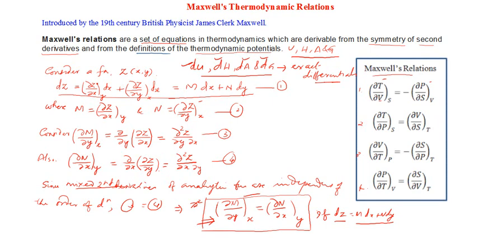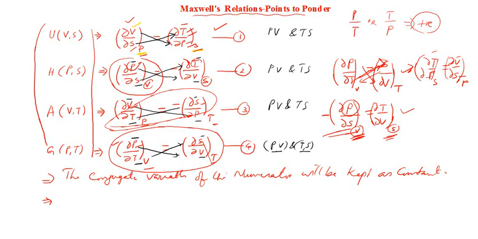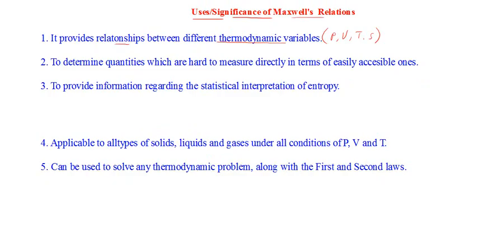But how do you get those equations? They are obtained from the thermodynamic potentials or characteristic functions. That is why it has been stated here from the definition of thermodynamic potential. Okay, that is one thing. They provide a mutual relationship between different thermodynamic variables. Actually, they are relating the partial derivatives of these thermodynamic variables.